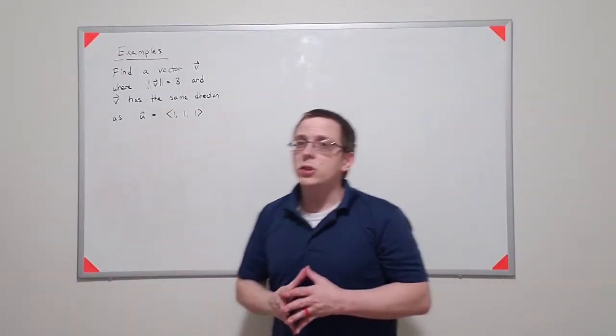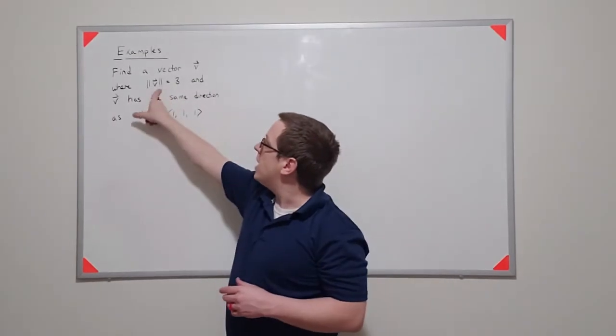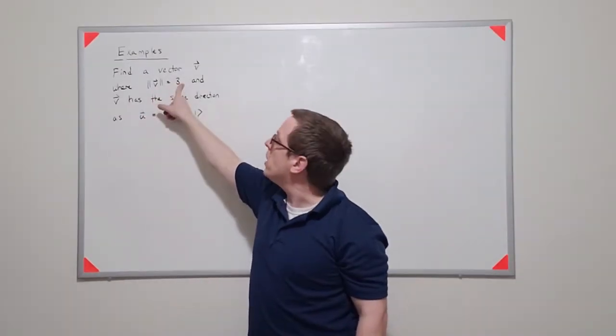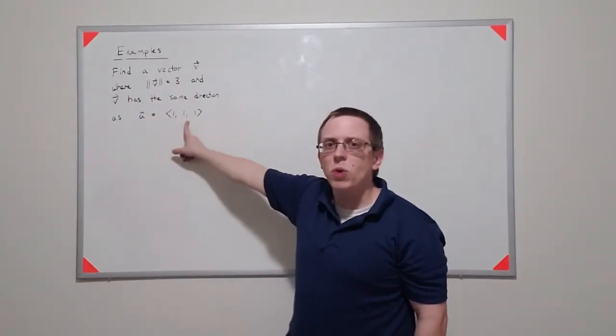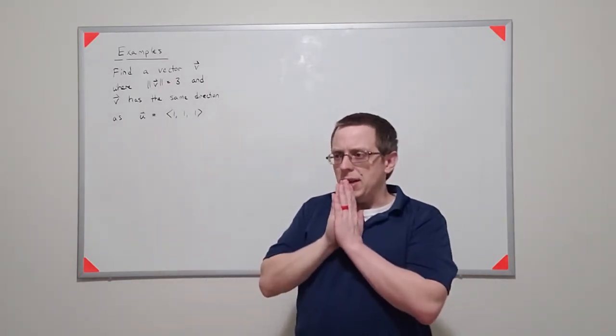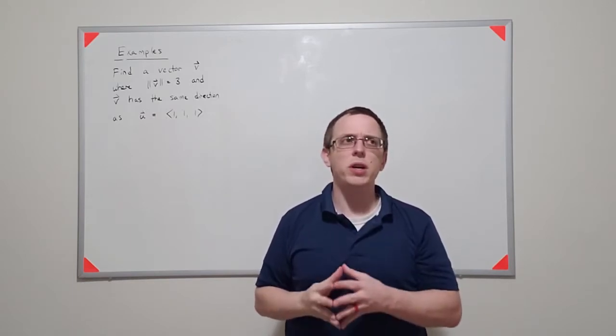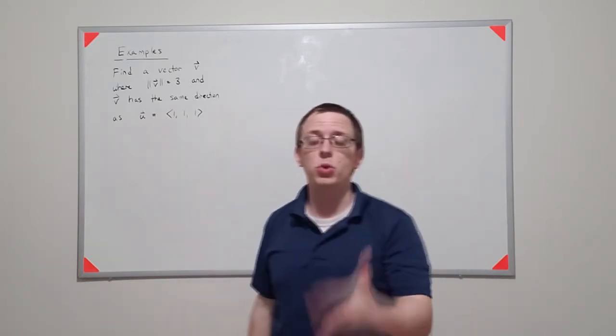Okay, so in this example, we need to find a vector v that has magnitude of 3, but it also has the same direction as this vector u. So we need something to get magnitude 3. Now we know how to get vectors that have magnitude 1, but how are we going to figure out a way to get a vector with magnitude 3?